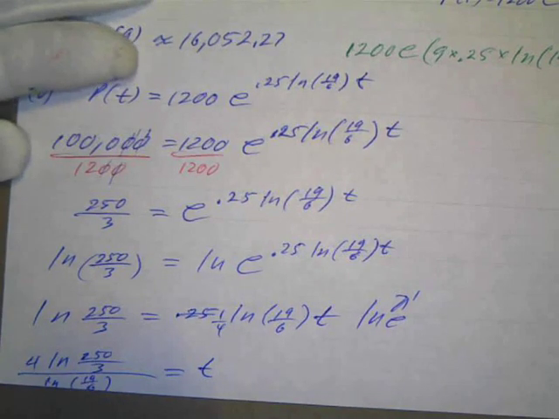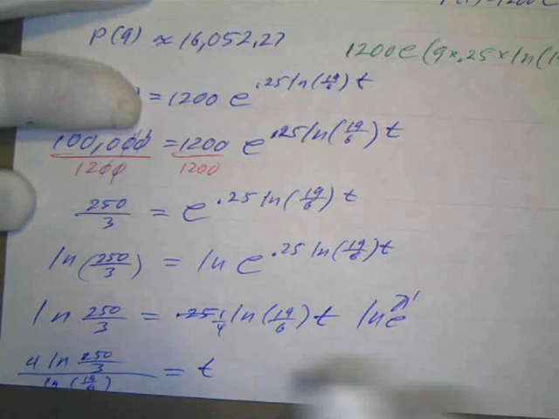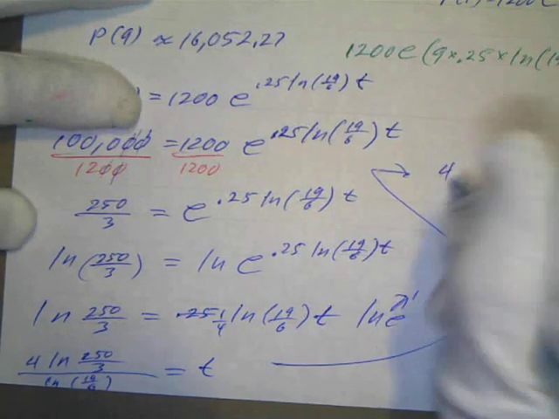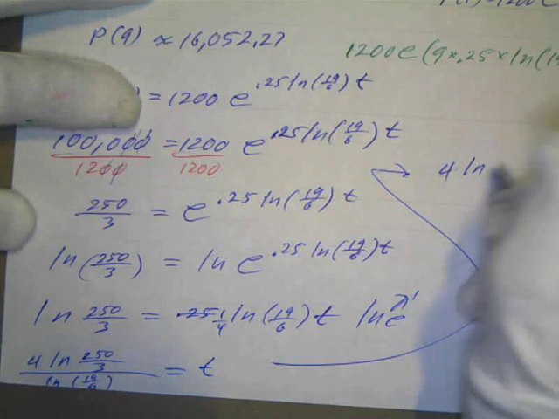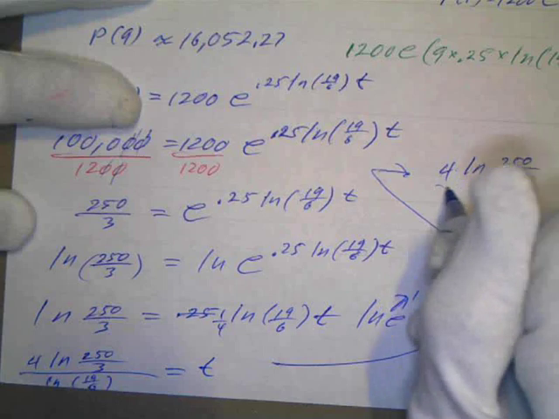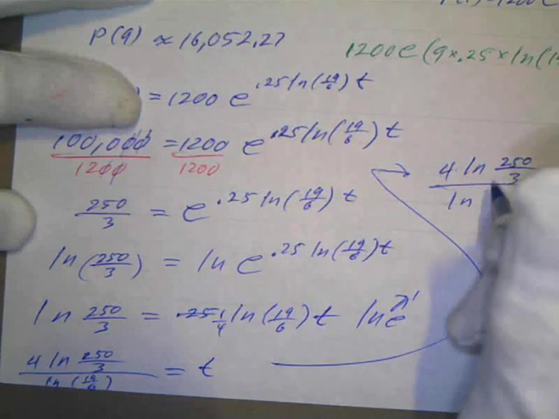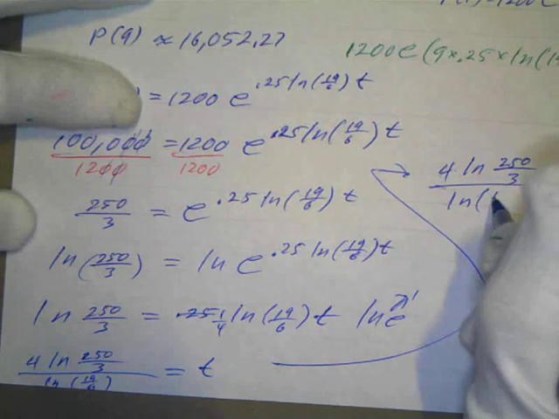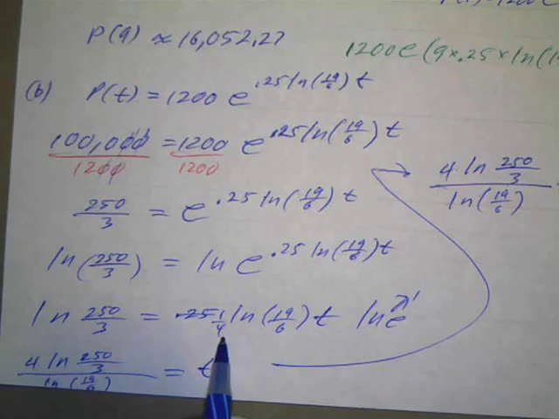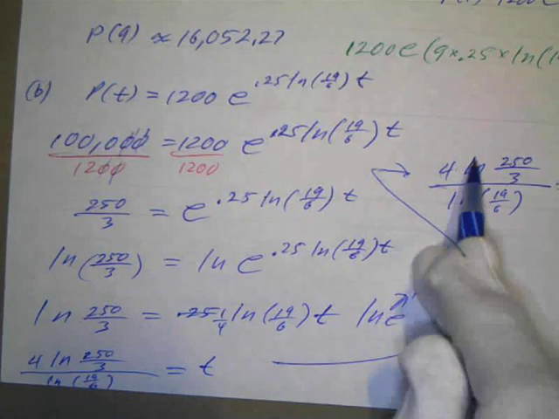Okay? I kind of ran out of room here, so let me rewrite this over here so you can see this. So it's going to be 4 natural log of 250 divided by 3, all divided by the natural log of 19 divided by 6, and that's going to equal t. Okay, so I took the 0.25, made it 1/4 so I can multiply. So I wouldn't have a decimal down here. Better to have it up there.